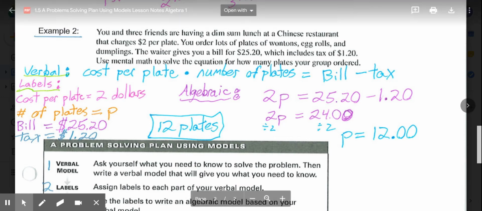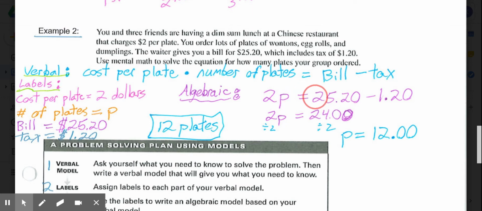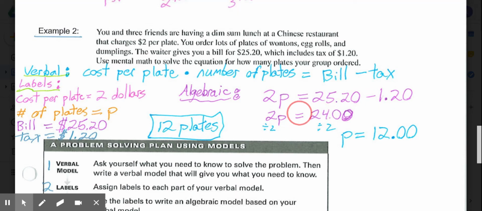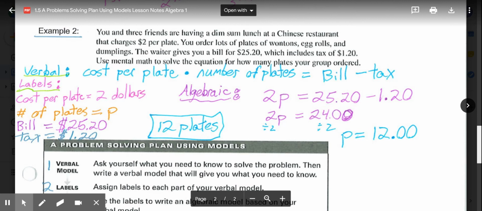So my algebraic model: cost per plate, 2, times number of plates, p. So 2 times p equals the bill, $25.20, minus the tax of $1.20. So then 2 times the number of plates equals $24. Divide by 2, and we ordered 12 plates of food. So p would equal 12, or 12 plates.